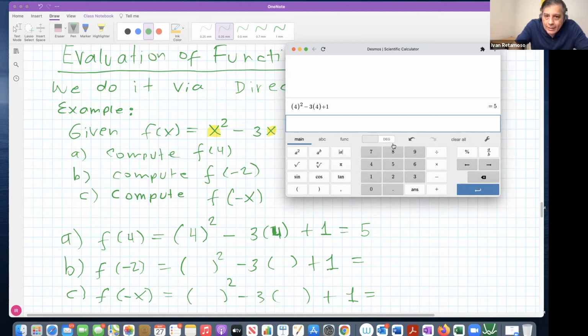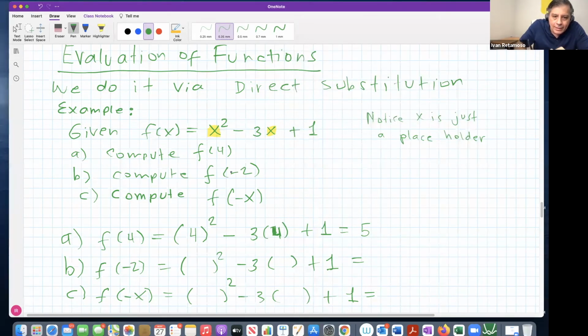Now, notice, if I do the same with -2, I can simply copy and paste this here. And instead of 4, since x is just a placeholder, if I write -2, then I should get my output value. For input value -2, look, it's going to be 11. So 11 is what we're going to write here. So again, -2 squared, -3 times -2, all that is 11 here. And the same for this guy.